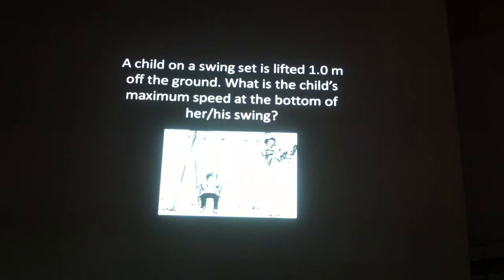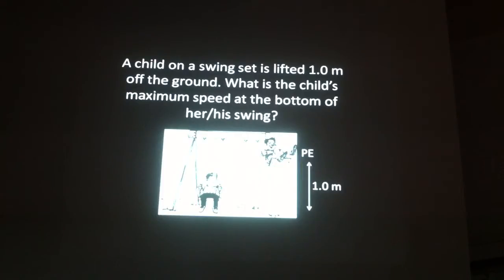So we see a child here, and this may be a little bit hard for you to see, but we have a child here that's been lifted off the ground and allowed to swing back and forth. And we'll notice that at the very tops of the swing, we have only potential energy. The child actually momentarily is not moving, so it has no kinetic energy at the very ends of his or her swing. And at the bottom of the swing, right down here at the very bottom, the child would have no potential energy, almost on the ground, and would have all kinetic energy.